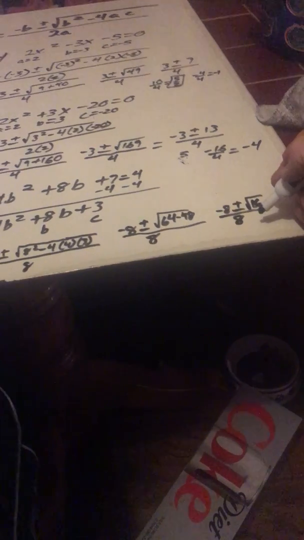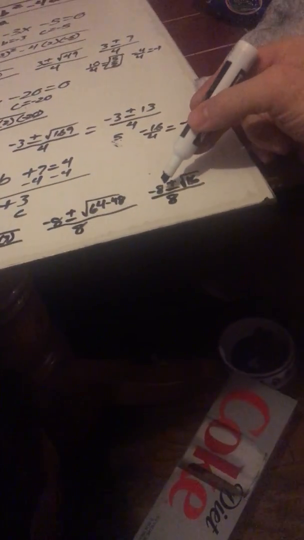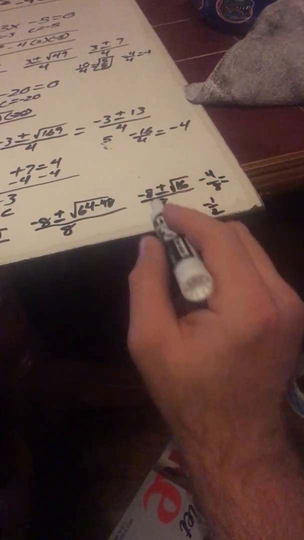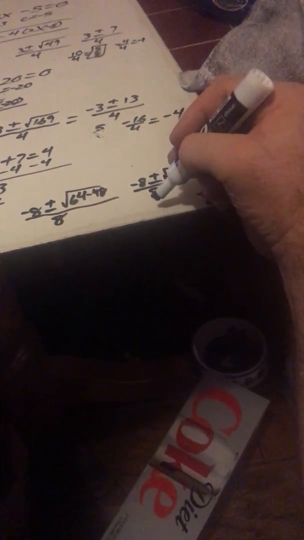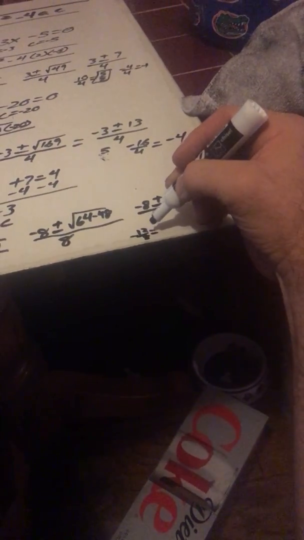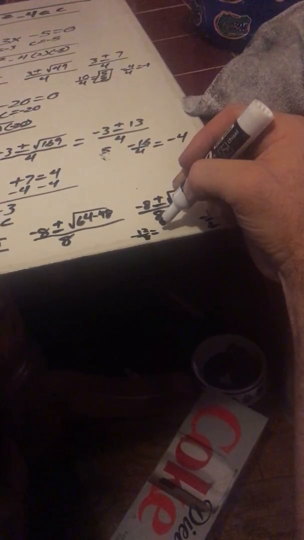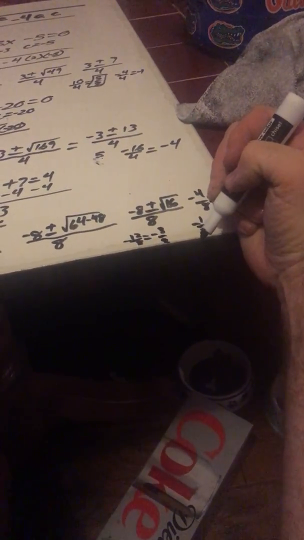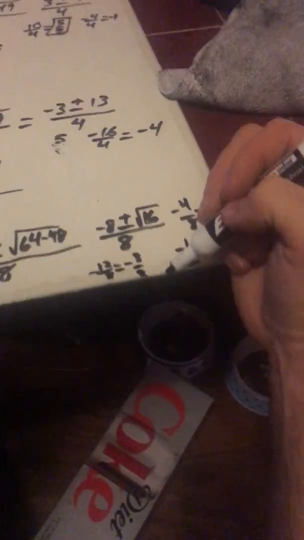And I will let you finish. But your answers are going to be negative 8 plus 4, which is negative 4 over 8, or negative 1/2. And then negative 8 minus 4, which is negative 12 over 8. Dividing by 4, that's going to be negative 3 over 2. And those are my answers: negative 3 over 2 and negative 1/2.